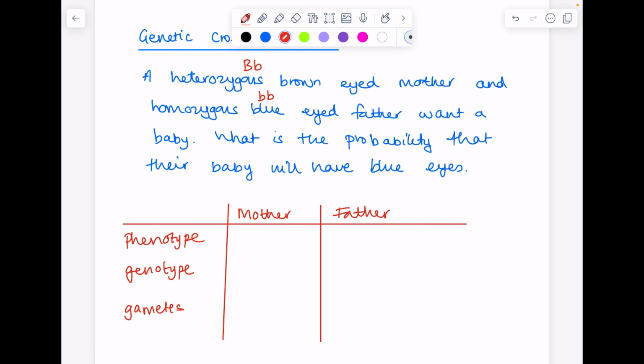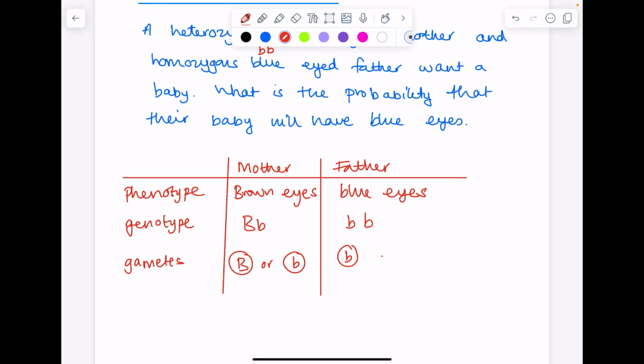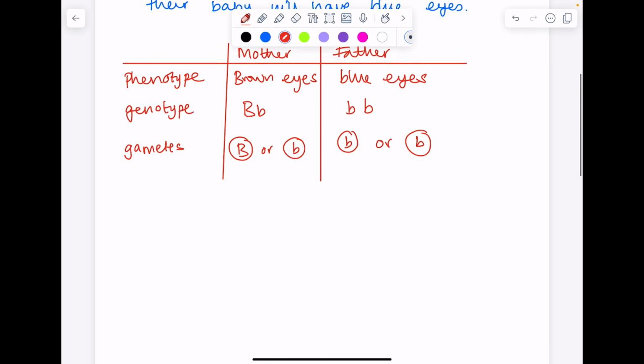We're now ready to write down the answers in our table. So the phenotype of the mother is that she has brown eyes, because remember, phenotype is the physical appearance. The father has blue eyes. Now list the genotype. We know the mother, I've already worked it out, is capital B, lowercase b. Father is lowercase b, lowercase b. The gametes, this means the mother's sex cells, so these are the egg cells. Her egg cells will either have a big B allele or a lowercase b allele. The father's sperm are all going to be that lowercase b allele. This means you're now ready to set up your Punnett square.